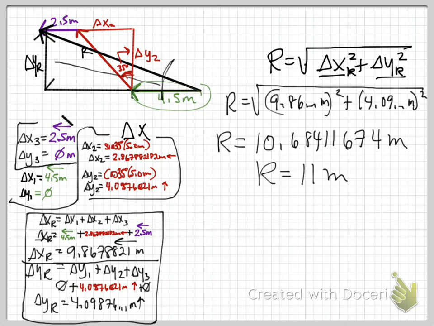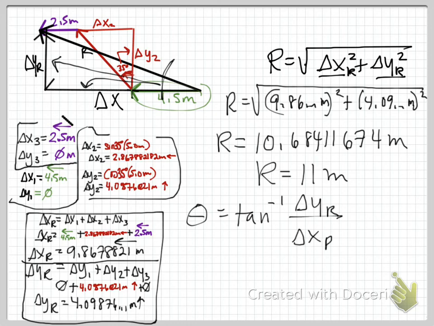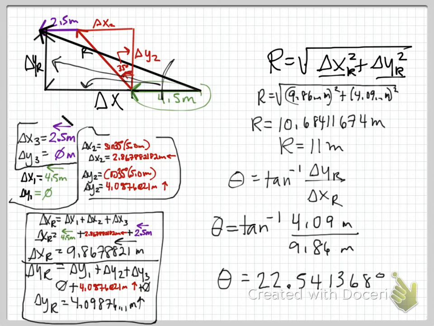So, we notice that delta y resultant is opposite the angle, and delta x resultant is adjacent to the angle. So we're going to be using an inverse tangent function, and since tan is opposite over adjacent, we'll have delta yr over delta xr. Let's plug that in. So taking the angle this way, we get a theta value of 22.541368. Of course, that'll be a theta of 23 degrees. Now, what's our heading? Taken this way, that's a heading of north of west.